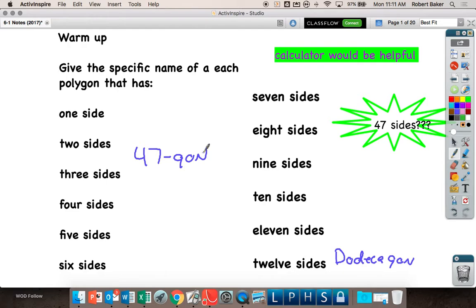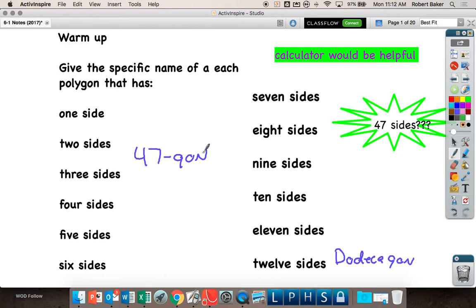After 12, you can stop and say 13-gon, 14-gon, 15-gon, 16-gon. It is technically correct to say 6-gon, but as a pre-P kid, you know it's hexagon. There is another name: you can use the Latin stuff. For 13, it would be tridecagon, then quadridecagon, pentadecagon, and hexadecagon. Then you get to 20 and they get really weird.